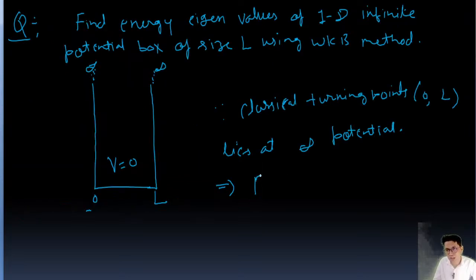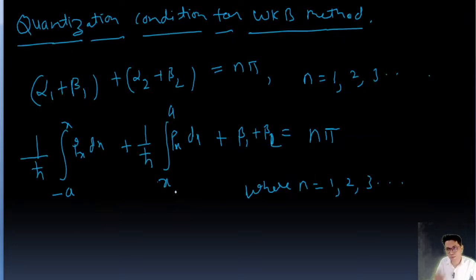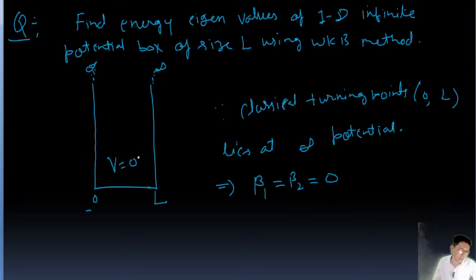Beta equal to 0 means here beta 1 equal to beta 2 equal to 0 for this condition. Okay, beta 1 and beta 2 is 0. So now we'll solve it. Here we know, since Px, we'll write this condition.